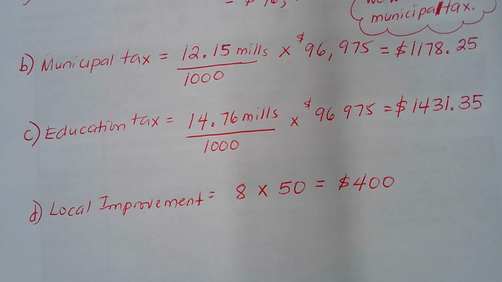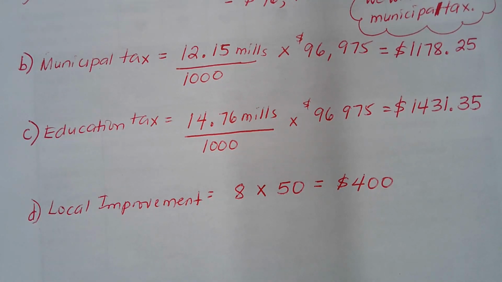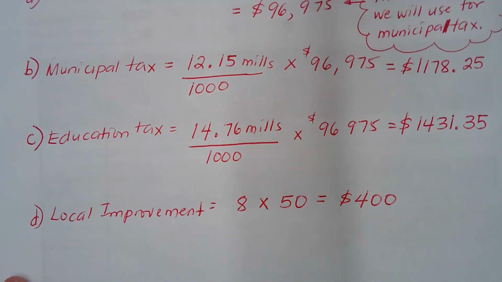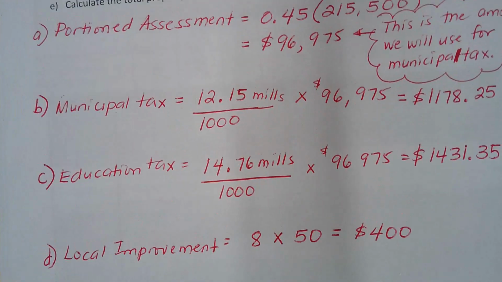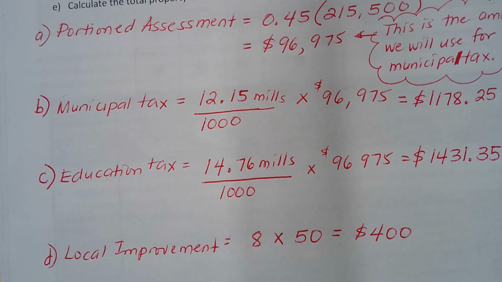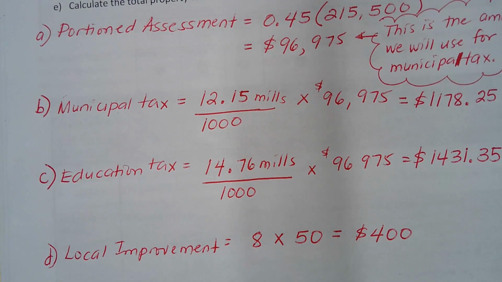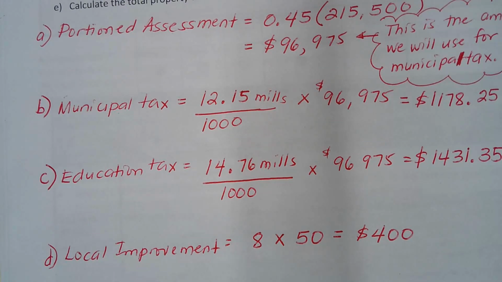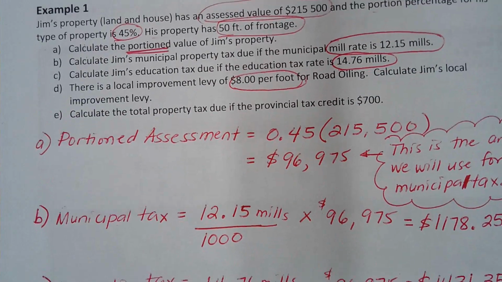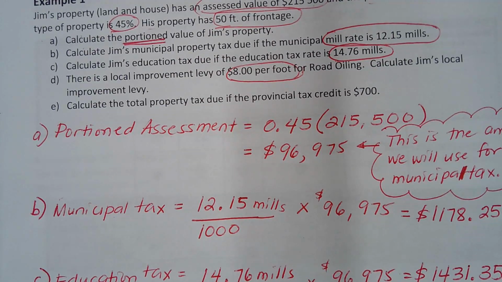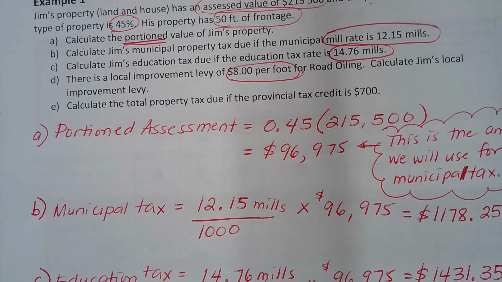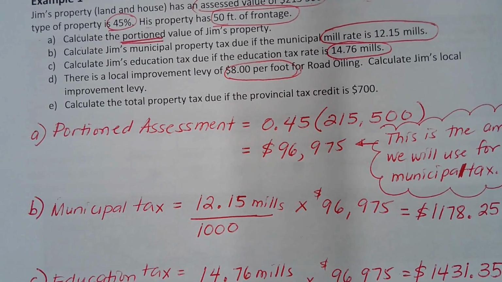Okay, so what have we done? We calculated the municipal tax, we calculated education tax, local improvement. Last but not the least, letter E. Is it okay if I move it? Yeah, okay. Letter E, it says calculate the total tax due. And they say the provincial government gives us a tax credit, it's like a discount. Credit is a discount of $700.